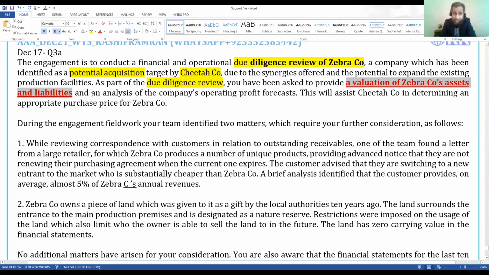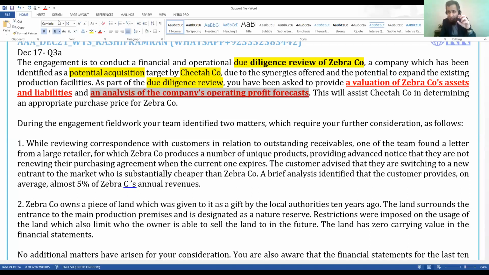Number two, an analysis of the company's operating profit forecast. So how many things do you need to do as Leopard when you're conducting diligence of Zebra? Two things. One is the valuation of the assets and liabilities, and one is the analysis of the company's operating profit forecast, right? Okay. This will assist Cheetah Company in determining the price for Zebra. So who will determine the price, the auditor or the buyer? Cheetah Company will determine the price.